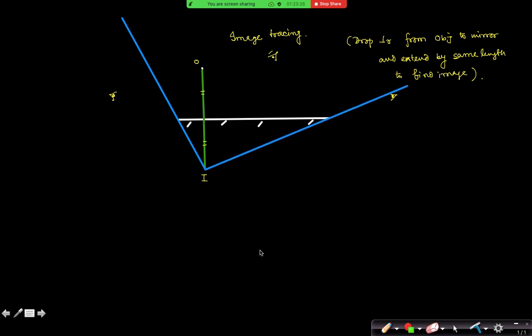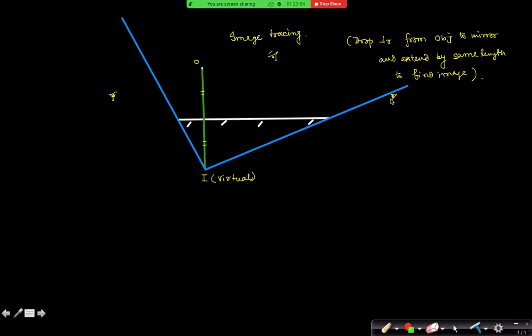So this is the image tracing that I was talking about, that from where I can see the image, that is very important. If this is the image and this is the object, then you can see that the image is virtual in nature. Can you say that? Image is virtual in nature. Why is it virtual? You cannot touch that image, right? It is on the opposite side of the mirror.